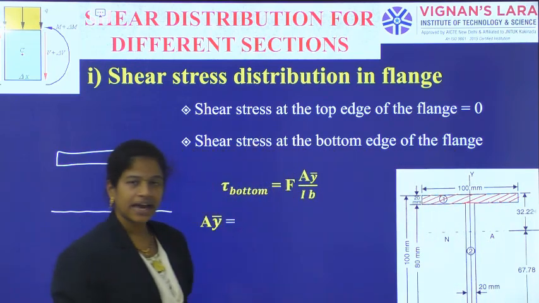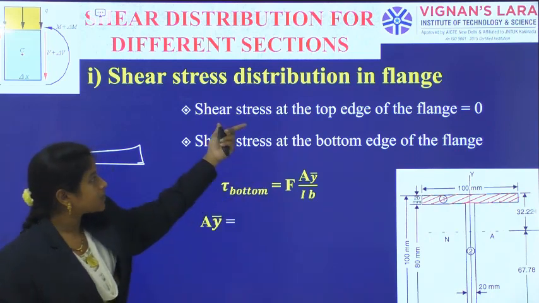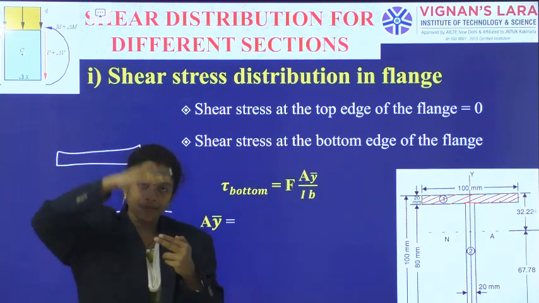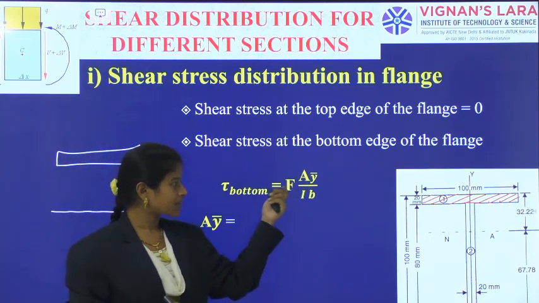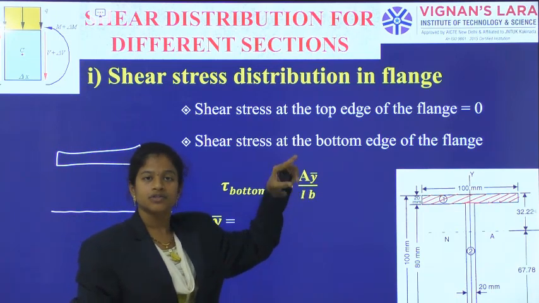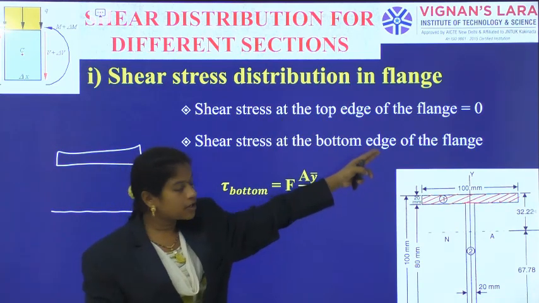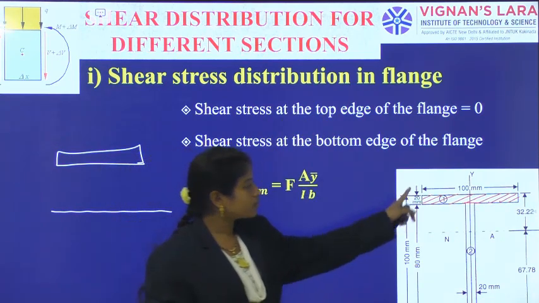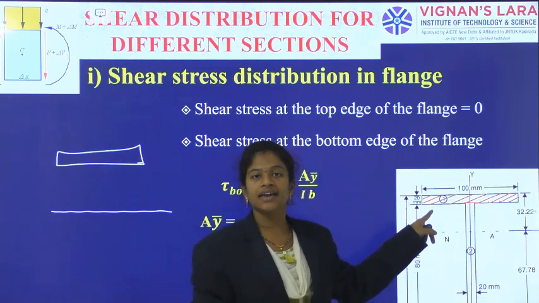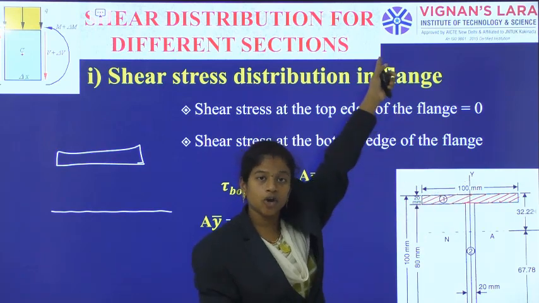Whenever you want to calculate area moment, first thing F A y bar by I into B. So shear stress at the top edge of the flange. Above that nothing area is there, so F is there, I is there, B is there, but A into y bar, above that level, whatever is the area, that is nothing. Or below the level also we said yesterday. So for the below level, for the whole area, A into y bar is equal to 0. Or above the level, nothing area is there for the top edge.